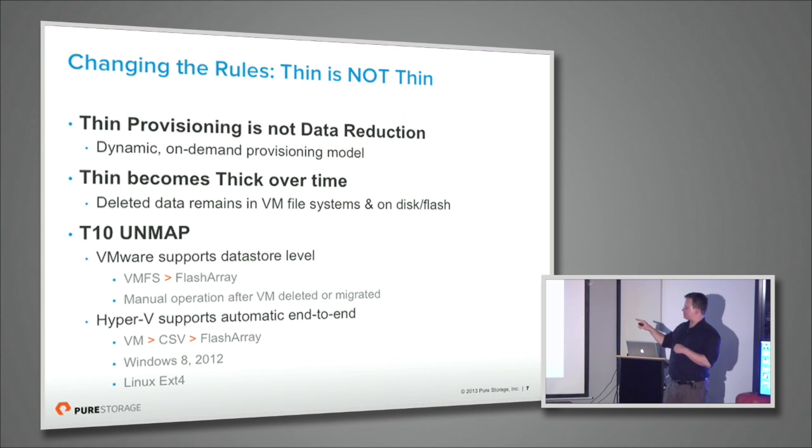VMware supports at data store level the T10 UNMAP capabilities, right? Hyper-V will do it sort of end-to-end. We're going to show you that end-to-end here with Rob in just a minute. But it's important to note that thin provisioning isn't necessarily going to give you any benefit here. What it is going to do is give you overhead at the virtualization layer on the flash array, which can slow performance down.